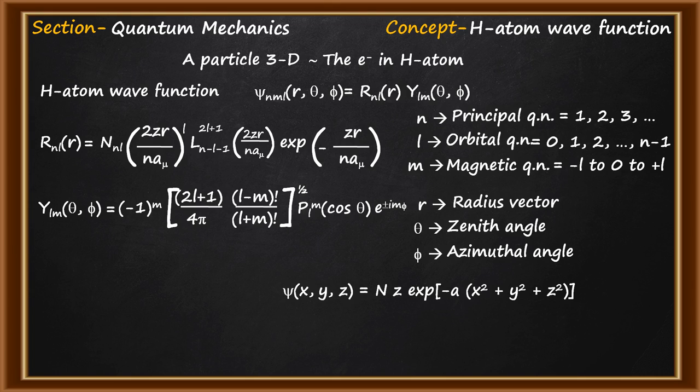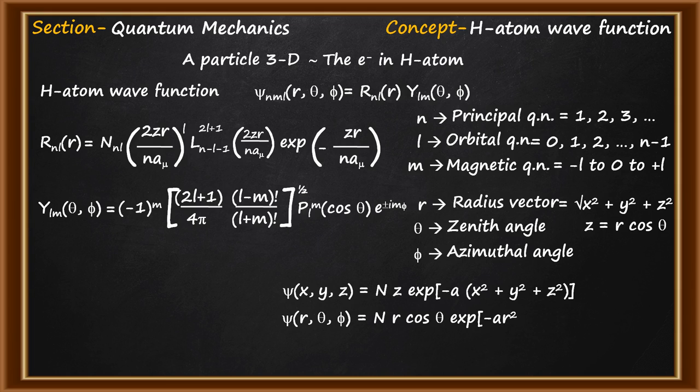In spherical polar coordinates, the radius vector r is equal to the square root of x² + y² + z². Similarly, z is equal to r cos theta. Using these two expressions, x² + y² + z² will be equal to r², and instead of z we write r cos theta. So this wave function in spherical polar coordinates becomes psi(r, theta, phi) = N r cos theta exp(-a r²).